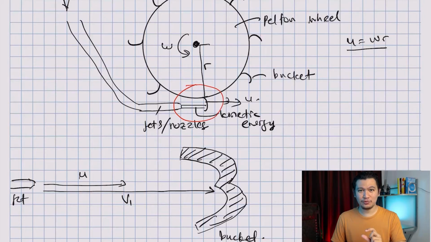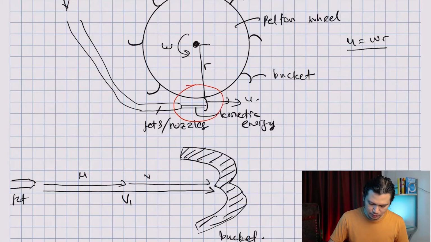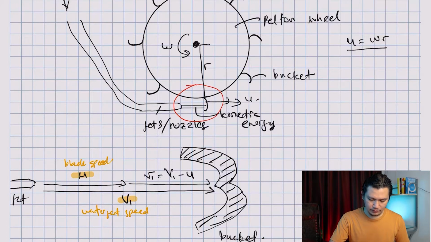When we have U and we have V1, we also have another component which is called small v1, and this is equal to capital V1 minus U. U is the blade speed. Let me write it here in orange. So this is the blade speed, and capital V is the jet speed, or the water jet speed, and small v is the relative velocity.